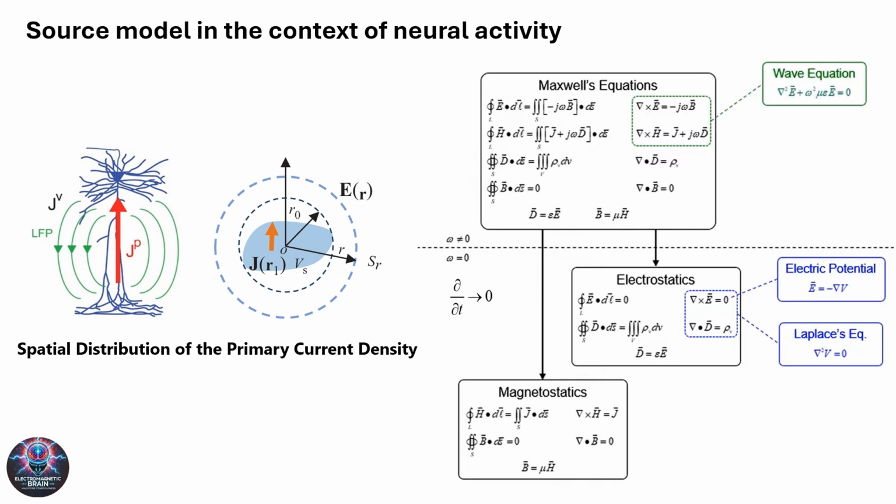These equations govern how the current density within the brain leads to the generation of electromagnetic fields, which can be measured externally by techniques such as electroencephalography, EEG, and magnetoencephalography, MEG. The source model, therefore, serves as a crucial framework for linking the dynamic internal neuronal activity to the observable electromagnetic signals, allowing for the reconstruction and interpretation of brain dynamics from external measurements.